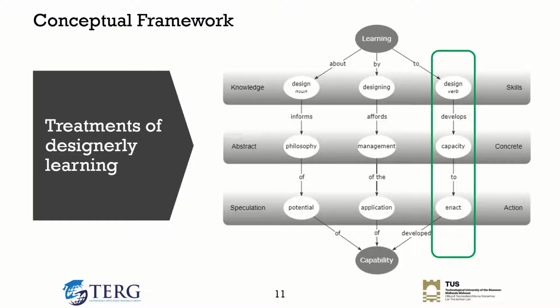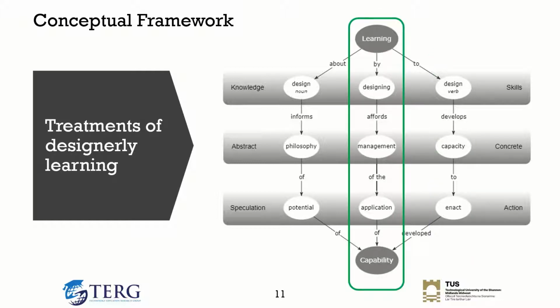And just to work through it vertically first, learning to design develops capacity to enact developed capability. Essentially, learning to design gives you the skills to better enact the inherent capacity you have to design, as well as being more effective in your designerly activity. Learning what needs to be considered, learning aspects of critique and consideration of what's needed from design, working within constraints and working with uncertainty. Learning by designing affords management of the application of capability.